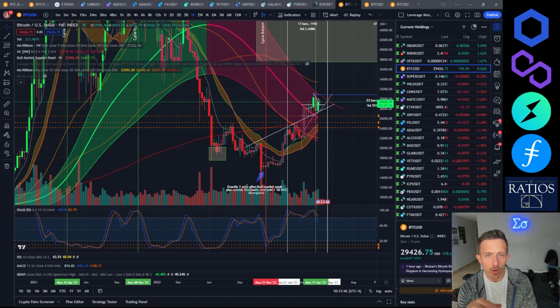Alright, so the Stochastic RSI. The Stochastic RSI is basically a momentum oscillator that is a little bit faster of an indicator than the regular RSI, which we've already looked at. The Stochastic comes in two lines.